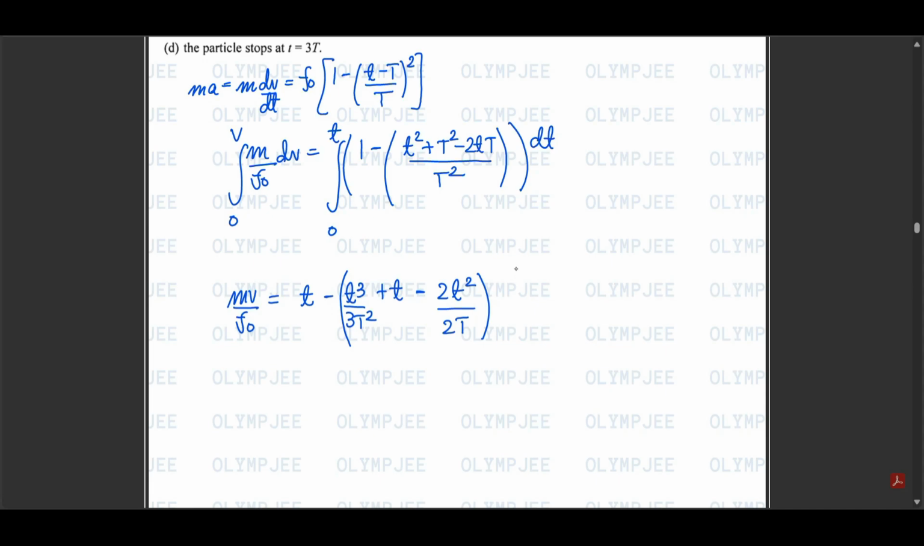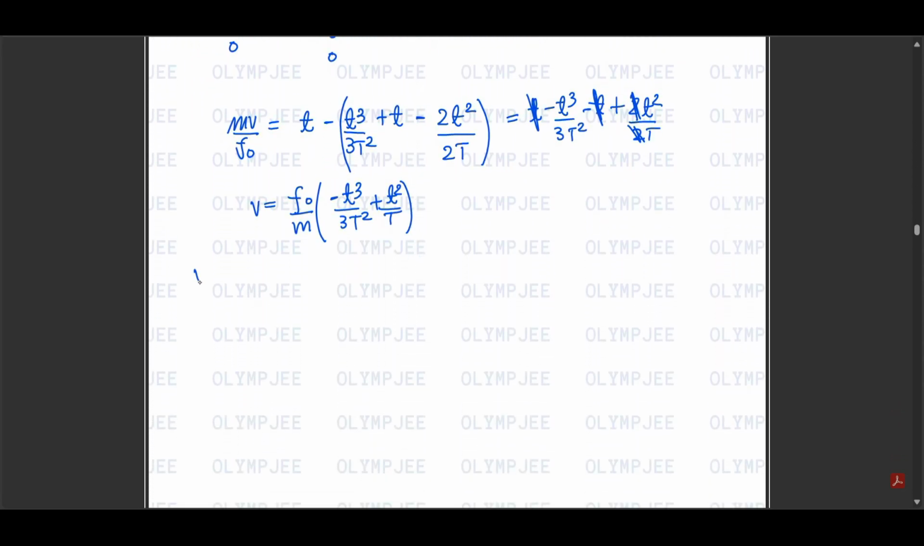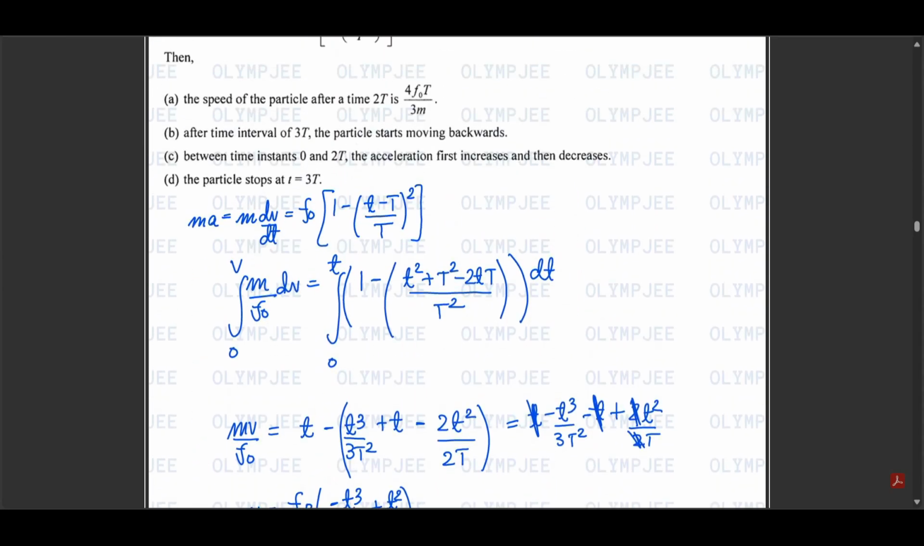So from here we will get t minus t cube by 3T square minus t plus 2t square by 2T. The 2 and 2 will get cancelled and this t and this t will get cancelled. So velocity is equal to f naught by m multiplied by minus t cube by 3T square plus t square by T. So after a time 2T, we have to calculate the velocity. F naught by m into minus 8T cube by 3T square plus 4T square by T. So from here we will get f naught by m, 4 minus 8 by 3, which is equal to 4 by 3 T. So option A is correct.